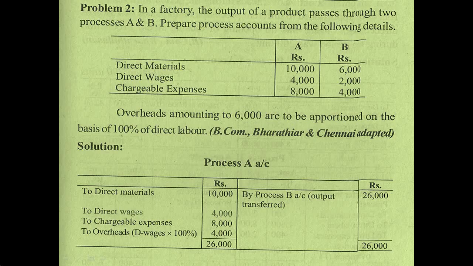So you prepare the process A account. On the debit side, you place direct material 10,000, direct wages 4,000, chargeable expenses 8,000. Then overheads 6,000 are to be apportioned on the basis of direct labor. So overheads, 100% on direct wages, that is 4,000. You add all these amounts; altogether it comes to 26,000. So on the credit side, the balancing amount by process B account, output transferred, 26,000. So process A we have completed.